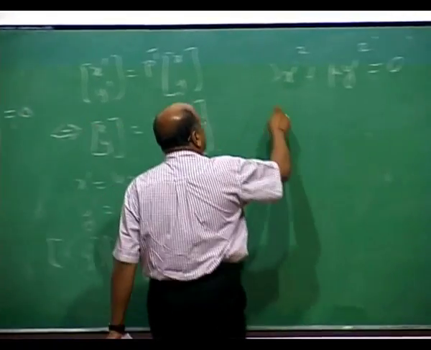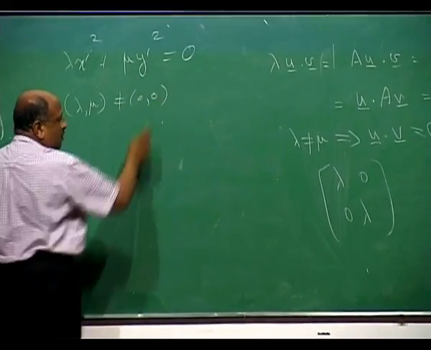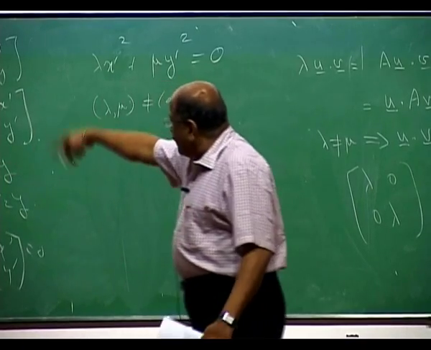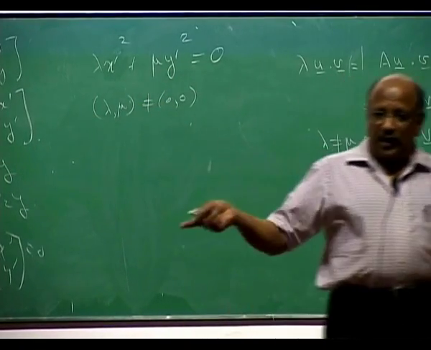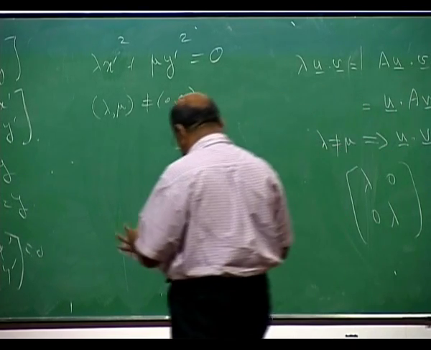So lambda, mu cannot be 0, 0, because if that is so, then the fact that A can be written in the diagonal form will mean that the matrix A is 0, there is no equation at all. So this we do not have to look at.